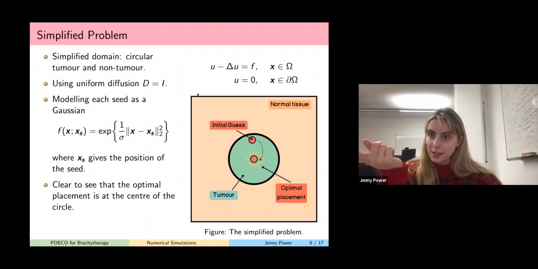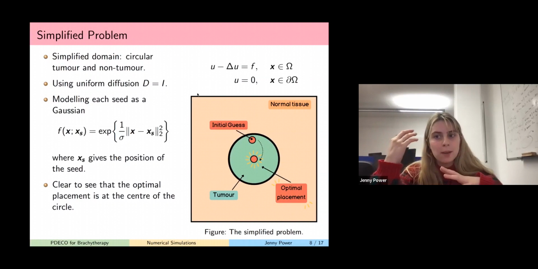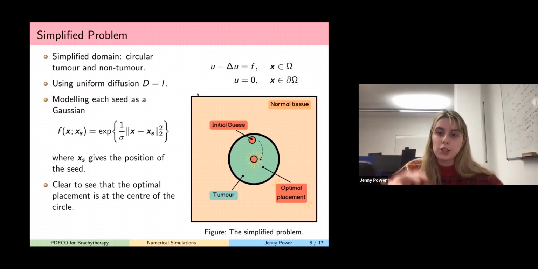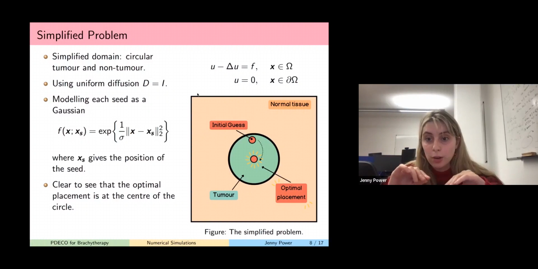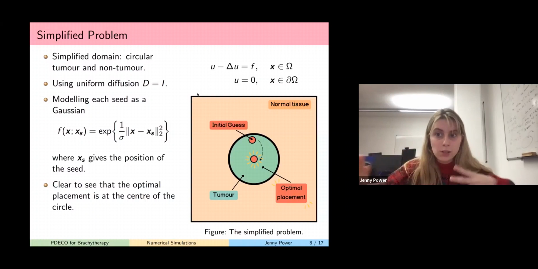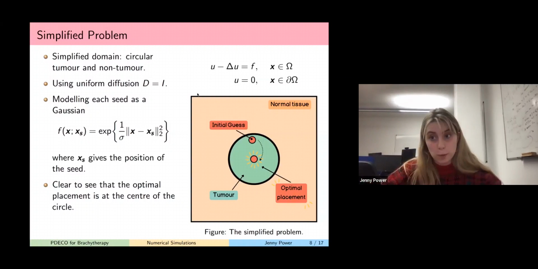So where XS here gives the position of the seed. For this system, it might be intuitively clear to see that the position of the seed, or even just one seed, that is going to minimize radiation to everywhere that's outside of our tumor is at the center. We're dealing with a circular tumor here, so the point that is furthest away from outside of the circle is the center of the circle. So intuitively, we know that that is what the answer should be.